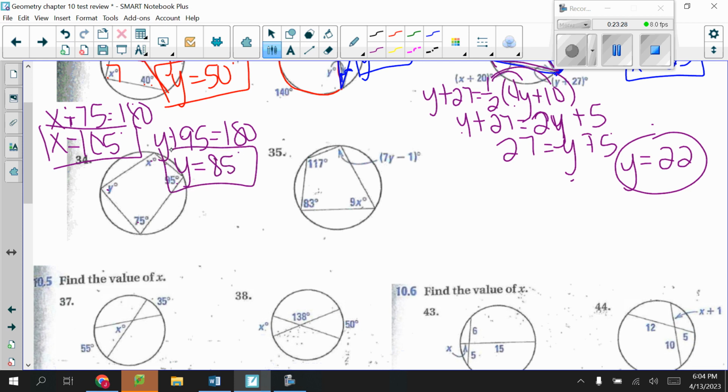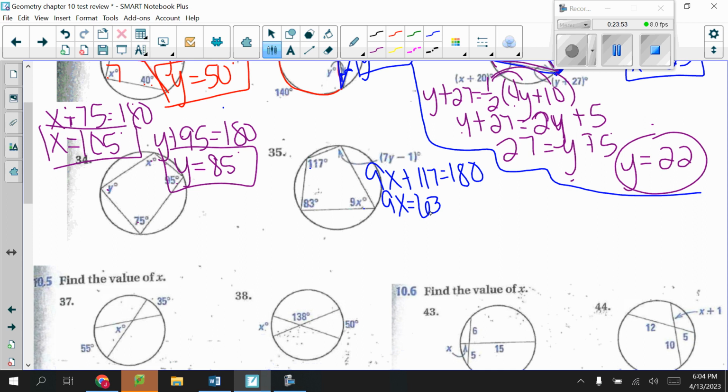We're going to do the same thing on number 35. I'm going to switch colors just so that we can tell the difference here. So 9x and 117 are opposite. So 9x plus 117 has to equal 180. Subtract 117 from both sides. So then I get 9x equals 63. Divide both sides by 9. X equals 7.